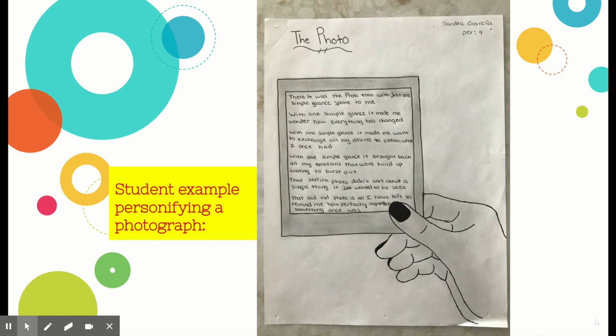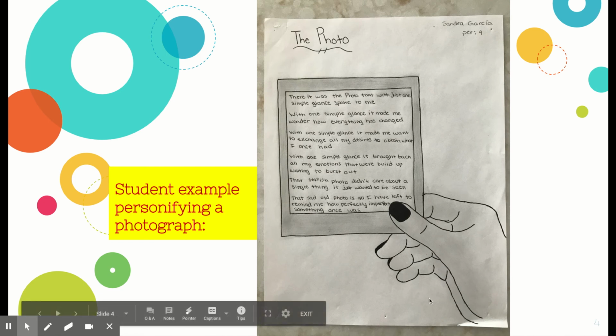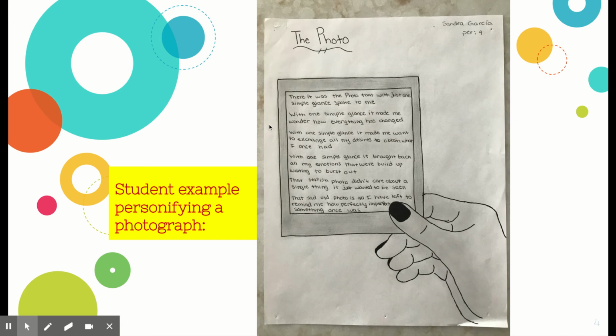And then as you can see, for her illustration, she actually drew her own original illustration of this hand holding a photo, but instead of the photo, it's the poem. Very creative. Okay, so there's an example for you.